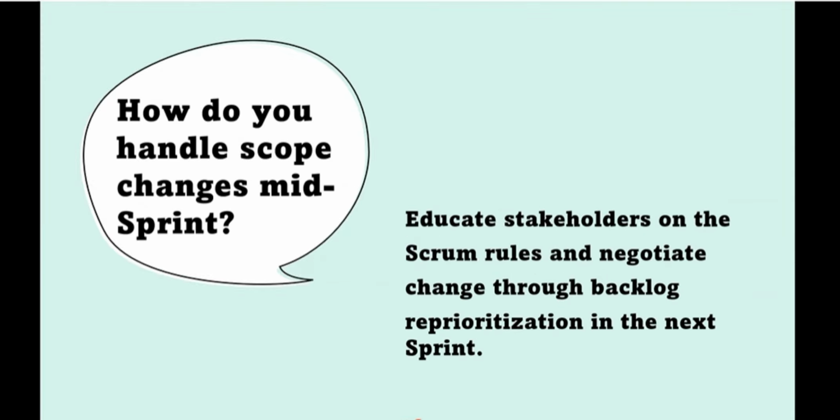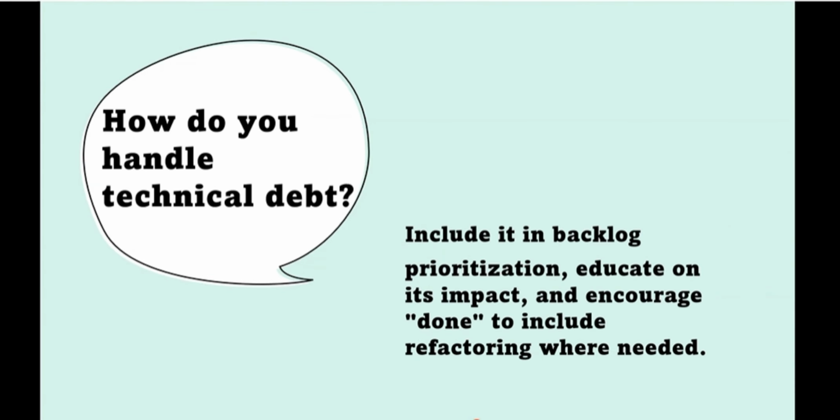How do you handle scope changes in the middle of a sprint? Educate stakeholders on the Scrum rules and negotiate change through backlog reprioritization in the next sprint. How do you handle technical debt? Include it in backlog reprioritization, educate on its impact, and encourage the Definition of Done to include refactoring where it's needed.